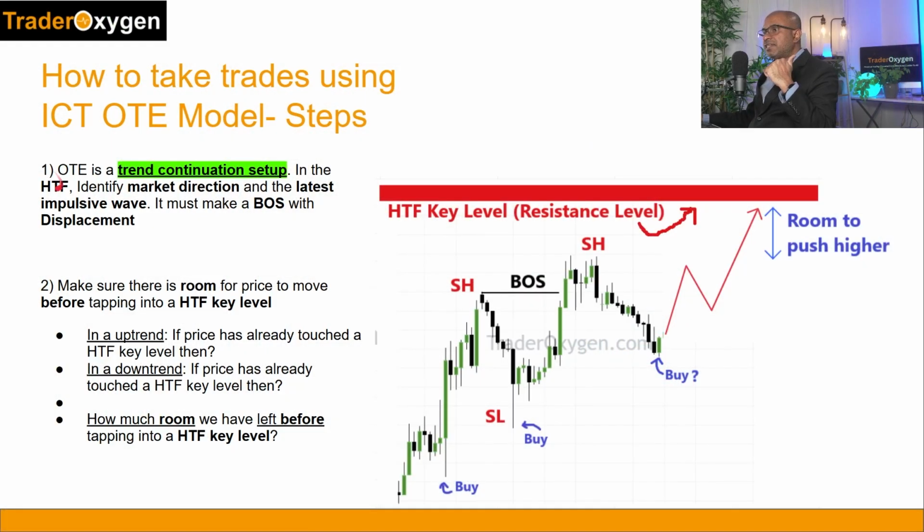Okay, now let's look at the steps to follow in the ICT trading model. As said earlier, step number 1 is we have to take the trade in the direction of the current trend. So in the higher time frame, you need to identify the market direction, meaning the trend, and the latest impulsive wave, and that has to make a break of structure with a clear, powerful displacement.